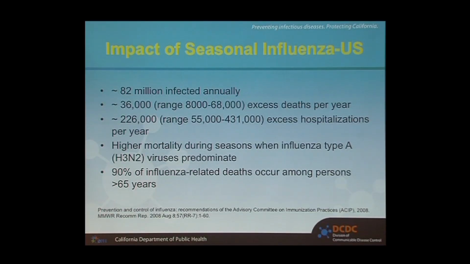82 million infected annually, 36,000 deaths per year, up to almost 500,000 excess hospitalizations. Higher mortality during seasons when influenza type A, H3N2 is the predominant circulating virus, and 90% of deaths will occur in persons over age 65. Here in California, we have about 3,000 to 4,000 deaths per year due to influenza, mostly in the elderly.